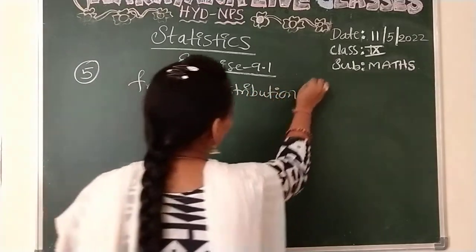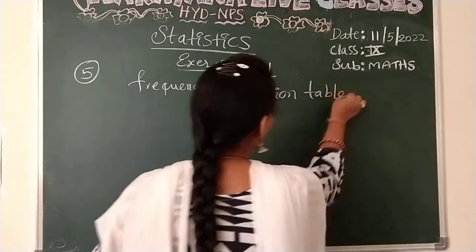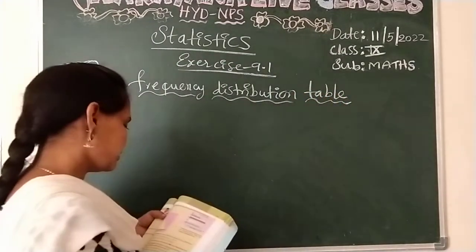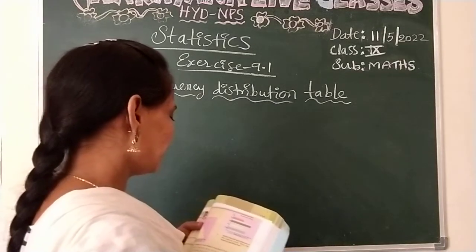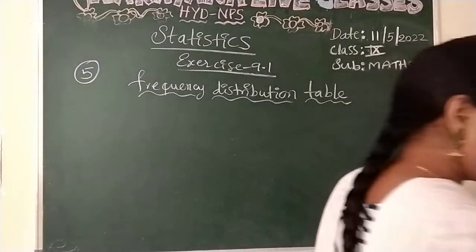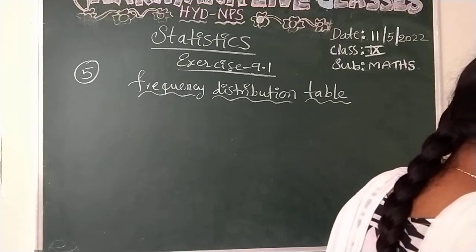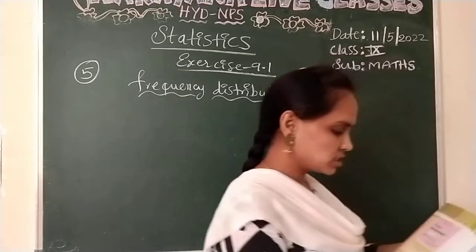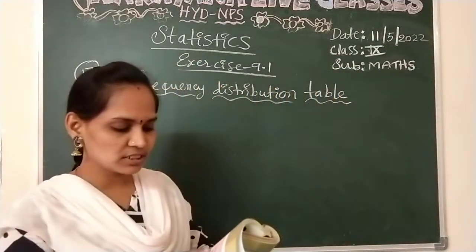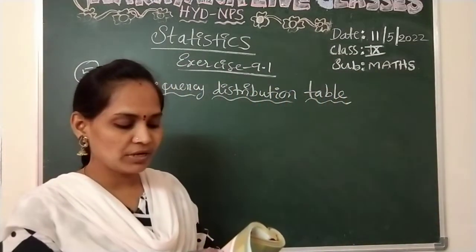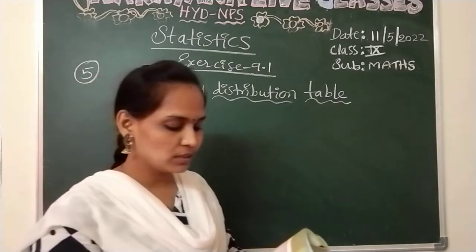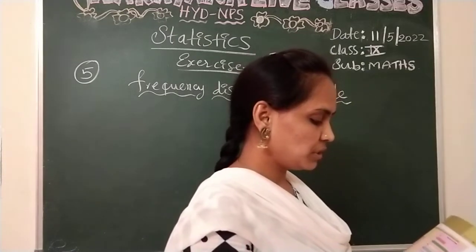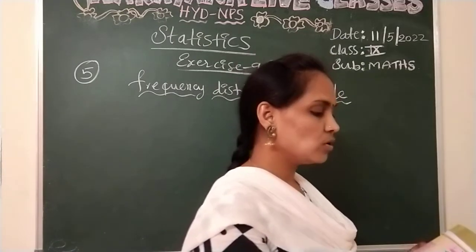Distribution table. Frequency distribution table. On the x-axis it is given number of vehicles, on the y-axis it is given the name of the vehicle. Here, number of vehicles up to 50 is given, and the names of the vehicles are also given.